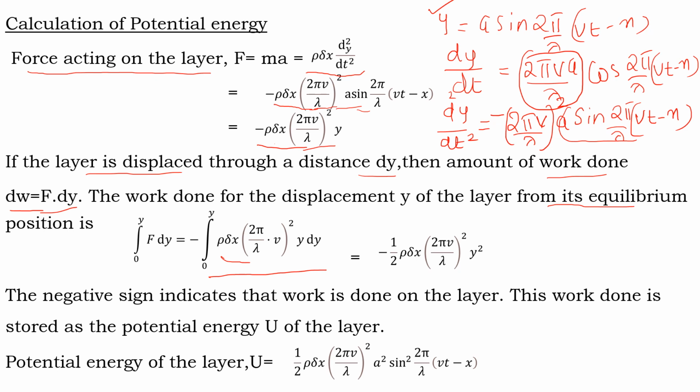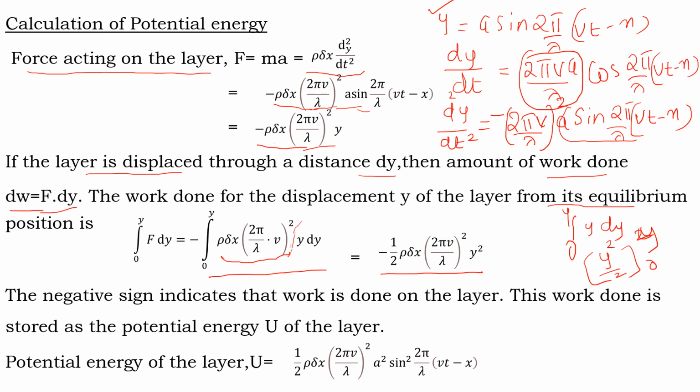Here these terms are constant and can be taken outside of the integral. The remaining term will be integral 0 to y y dy. And we know that integral y dy is y square by 2. Applying the limits 0 and y, we get y square by 2. So the equation will be minus half rho delta x (2 pi v by lambda) the whole square y square. And this is the work done.